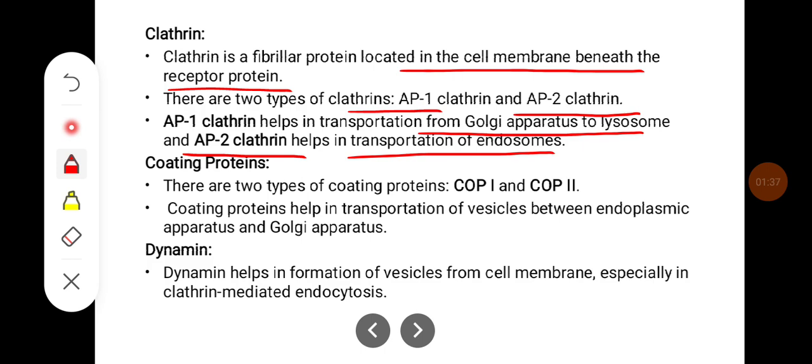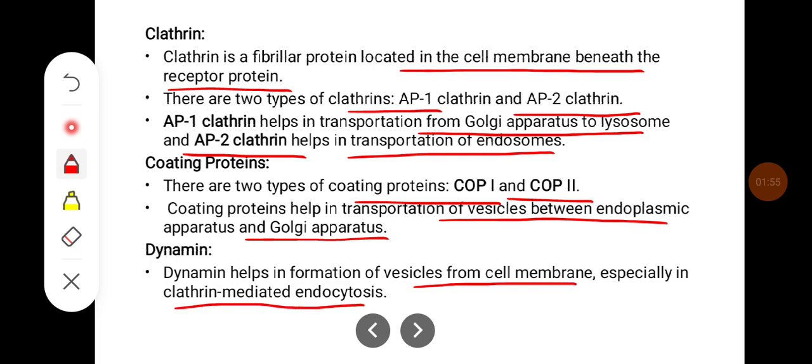Coating proteins. There are two types of coating proteins, coating protein 1 and coating protein 2. Coating proteins help in the transportation of vesicles between endoplasmic reticulum and Golgi apparatus. Dynamin helps in the formation of vesicles from the cell membrane, especially in Clathrin mediated endocytosis.